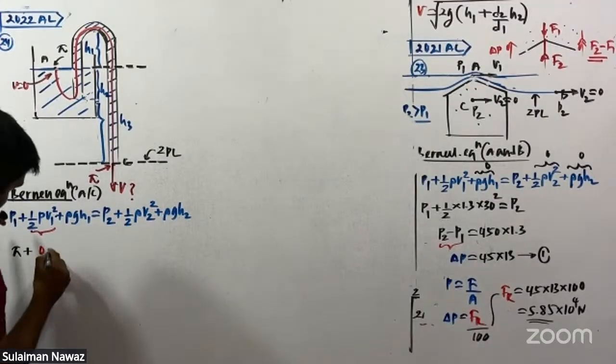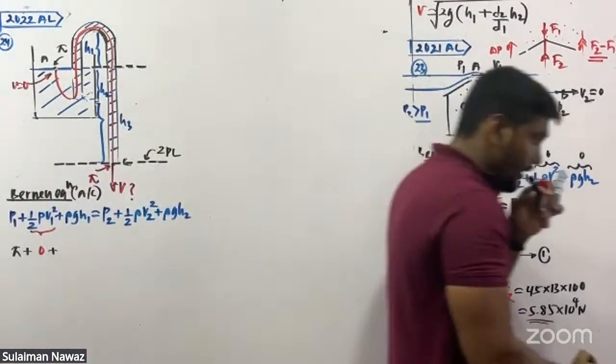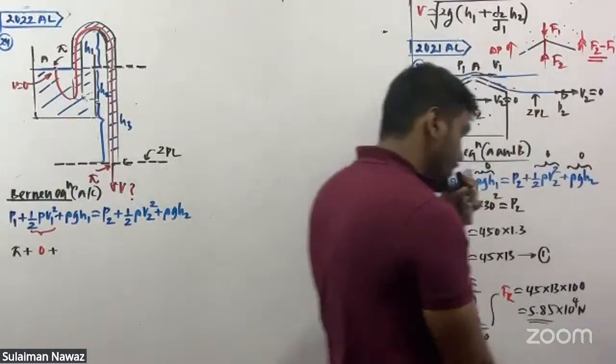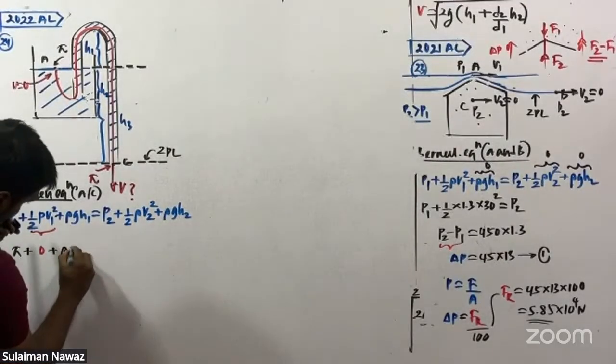Rho means density of the fluid. How are they given the density? In the question, they have not given the density of the fluid, so therefore, just consider rho g.